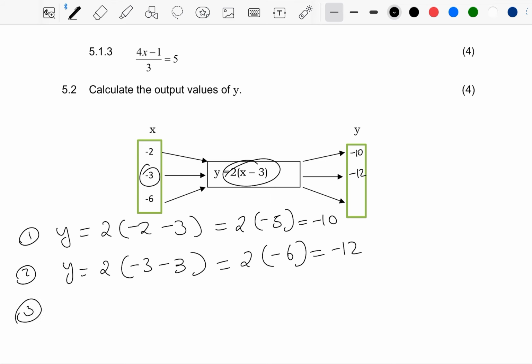Number 3, y is equal to 2. So where there's x, you put -6. So it's -6 minus 3. It's going to be 2 times (-6 minus 3). Okay, -6 minus 3 is -9. So 2 times -9, that is -18. So your answer here is -18.